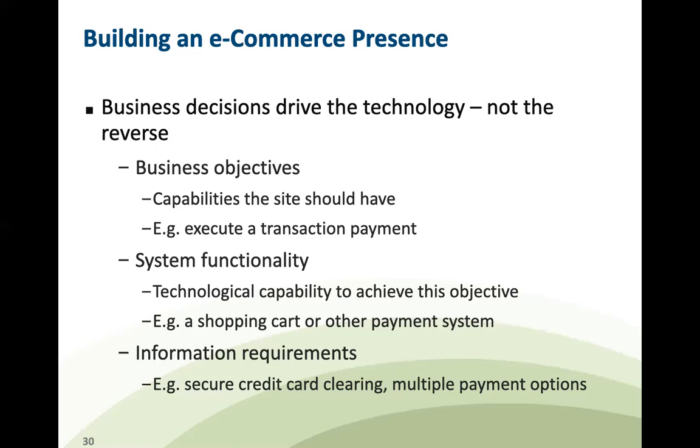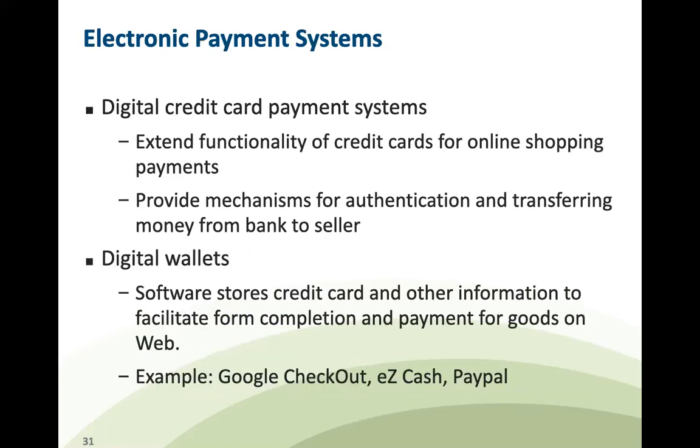So for example, let's say your business objective is to execute a transaction payment. In order to do that, you have to identify the technological capability, for example, a shopping cart or other payment system. Then information requirements. So what is the information that you need there? Secure credit card clearing. If your site is going to track the credit cards of the customers, then it's unethical and illegal. And you should allow multiple payment options. So those are the information requirements that you should possess.